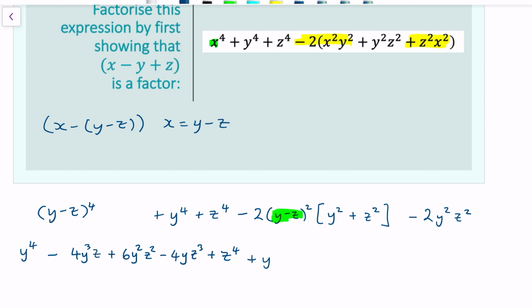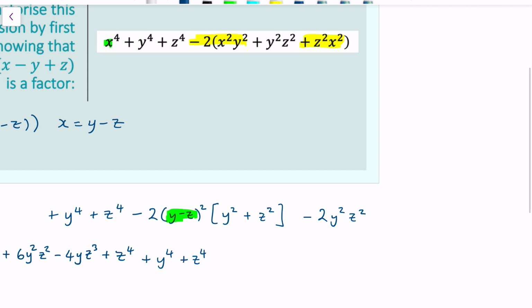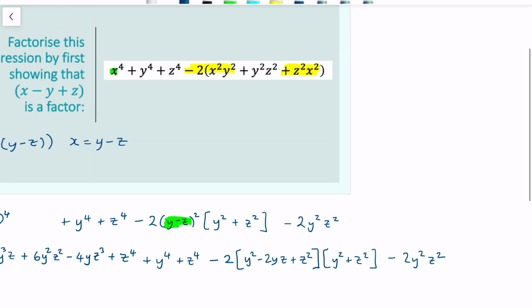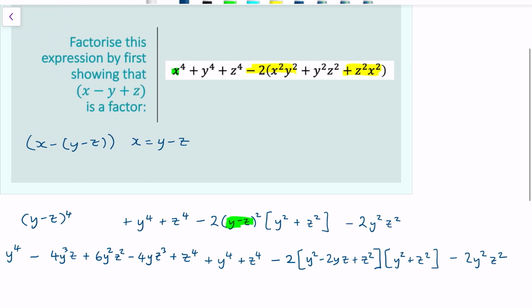Okay, we've got y to the 4 plus z to the 4. Then we need to go minus 2 and expand this y minus z all squared. Y squared minus 2yz plus z squared multiplied by y squared plus z squared. And rather than expand it out, let's just see if we get cancellation.